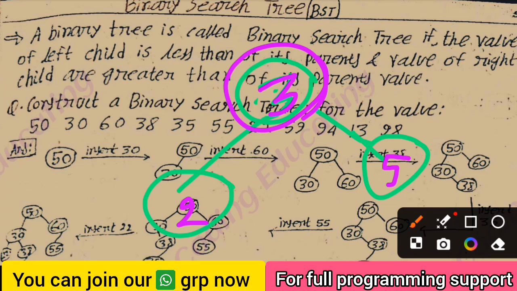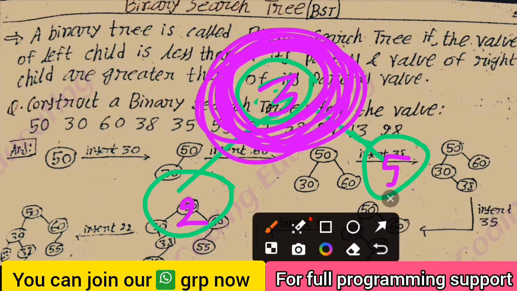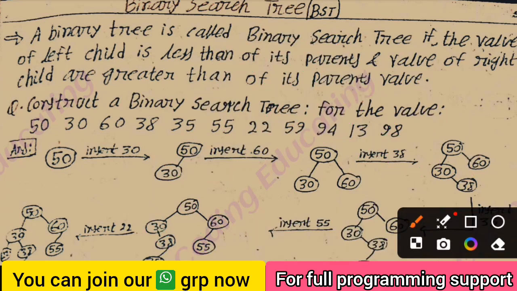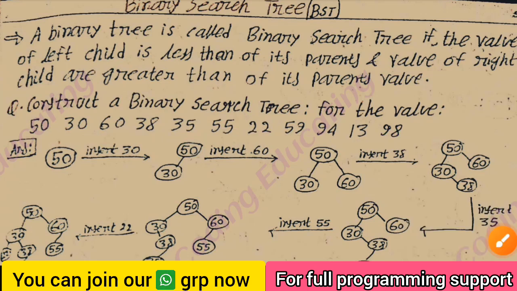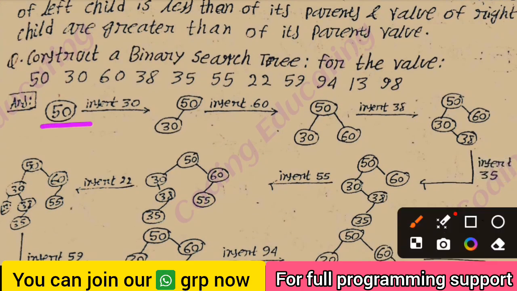You have to know that in the parent node or root node, the left subtree element is lower than the root node element, and the right subtree is greater than the root node or parent value. Then there is an example: construct a binary search tree for the given values 50, 30, 60, 38, 35, 55, 22, 59, 94, 13, 98. Like that, and the answer: 50, insert 30.